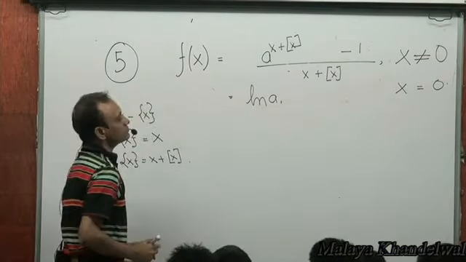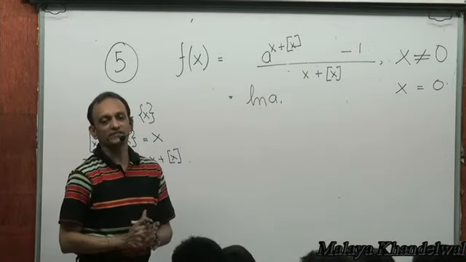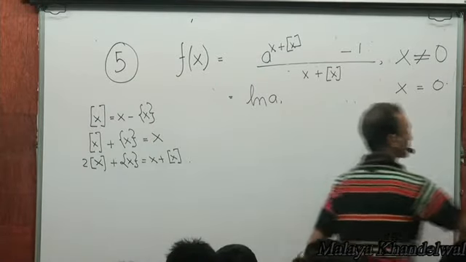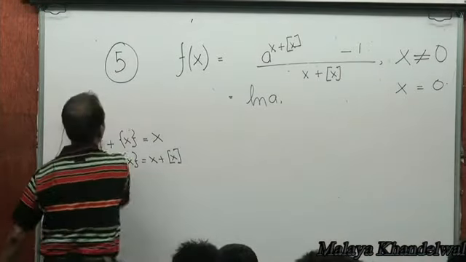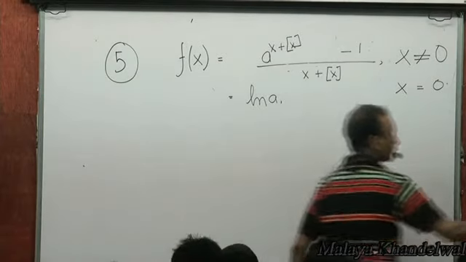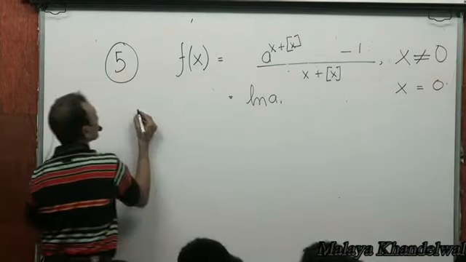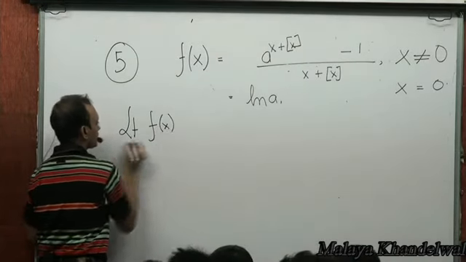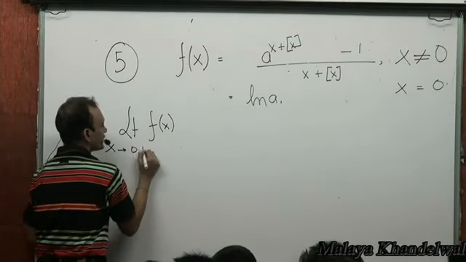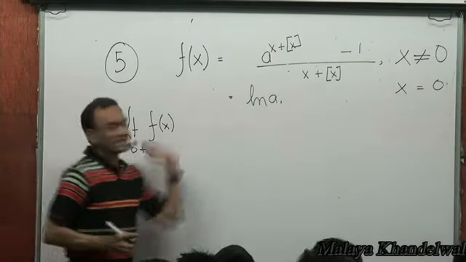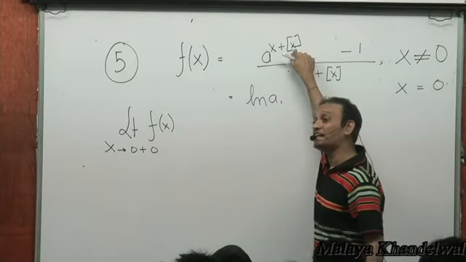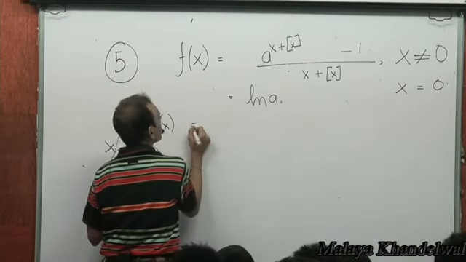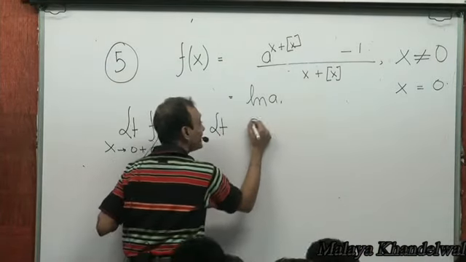Now, at x equal to 0, let's figure out the continuity requirements, right? Limit f(x) as x tends to 0 from the greater than 0 side. Now when x is slightly greater than 0, box x is identically 0, right? Box x is identically 0. It's not tending to 0, I repeat, it's only identically 0.